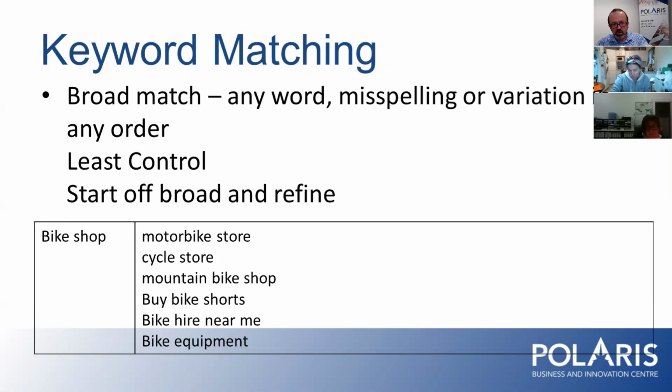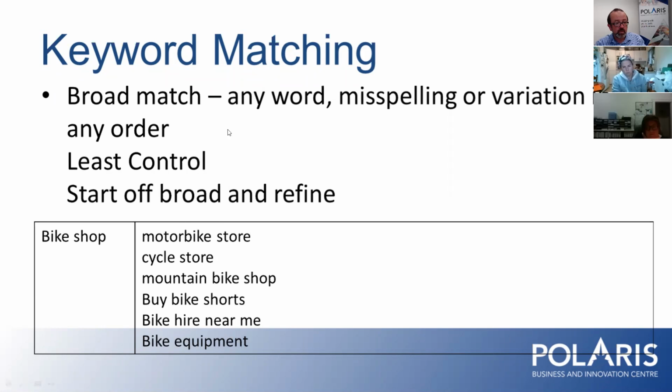So the example I've got there is bike shop, and that could potentially trigger off of any of those phrases there: motorbike store, cycle store, mountain bike shop, buy bike shorts, bike hire near me, bike equipment. Could also be carrying shopping on my bike, could trigger it as well. So we've got words that mean the same things. They're in different orders, and we can potentially trigger off of just one word in that bike shop.